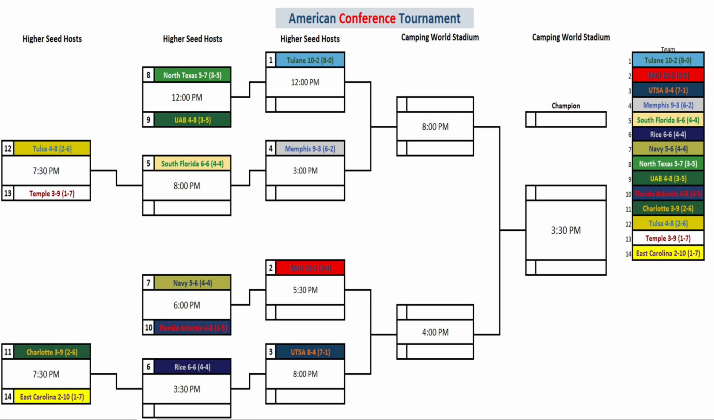Finally, the American Conference. Tulane and SMU both finished 8-0, undefeated, but did not play each other. Tulane actually got all the tiebreakers, so they hosted the conference championship game. So the results would be Tulane would be the 1, SMU would be the 2, UTSA by itself in 3rd place, and Memphis at 6 and 2 gets the 4th place nod and the double bye in this conference tournament.